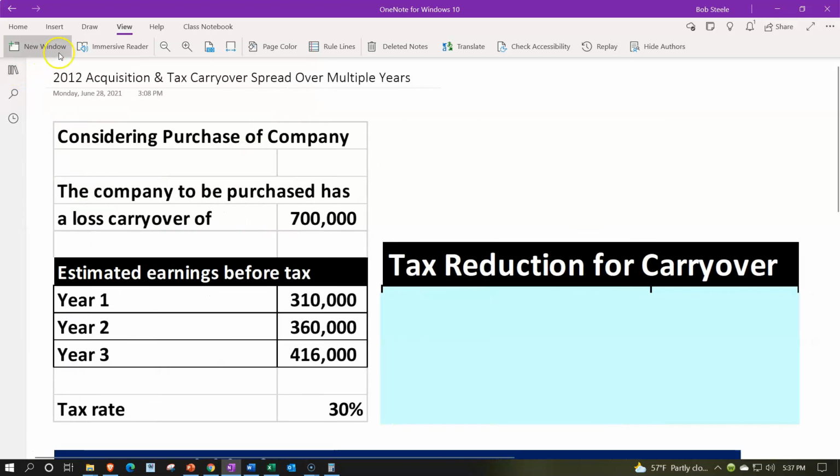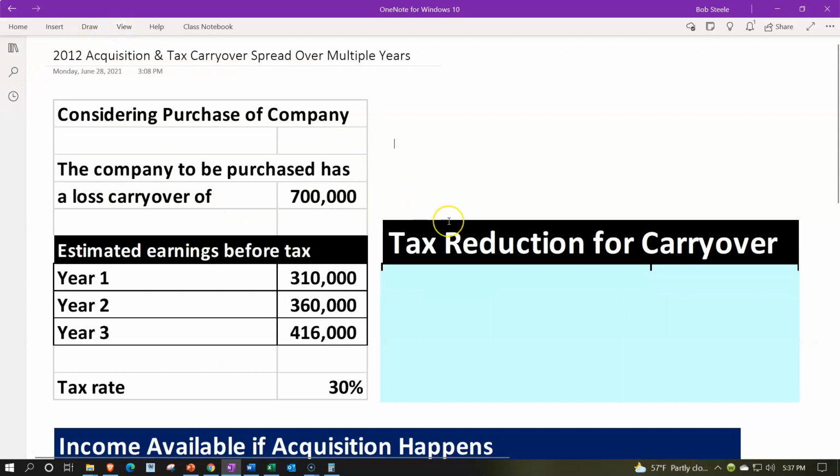Close the icon. We have our information up top, calculations in the blue on the right and on down below. We're looking at an acquisition type of situation, one company thinking about acquiring another company. The company being acquired has a loss carryover related to taxes of $700,000, which could be beneficial if the acquiring company can basically take advantage of that loss because they could get a tax benefit for it.